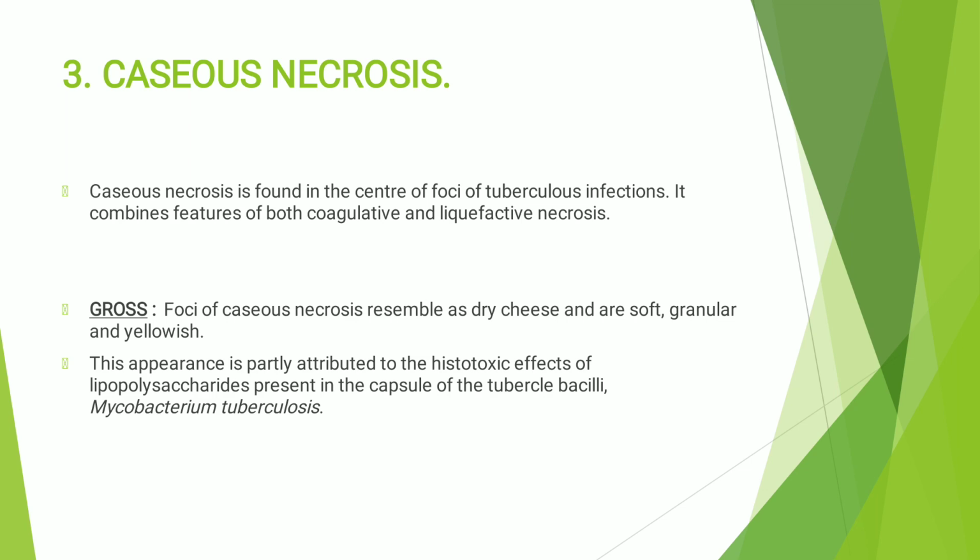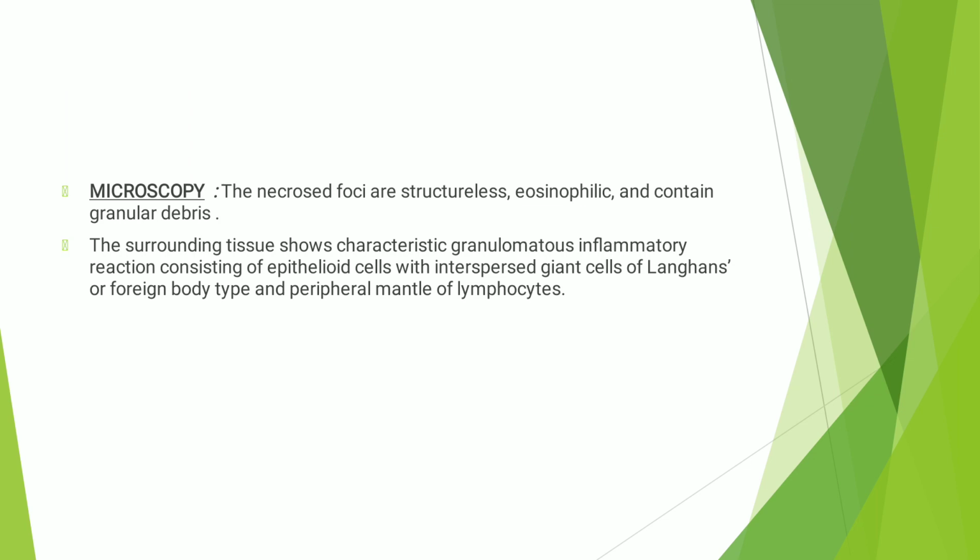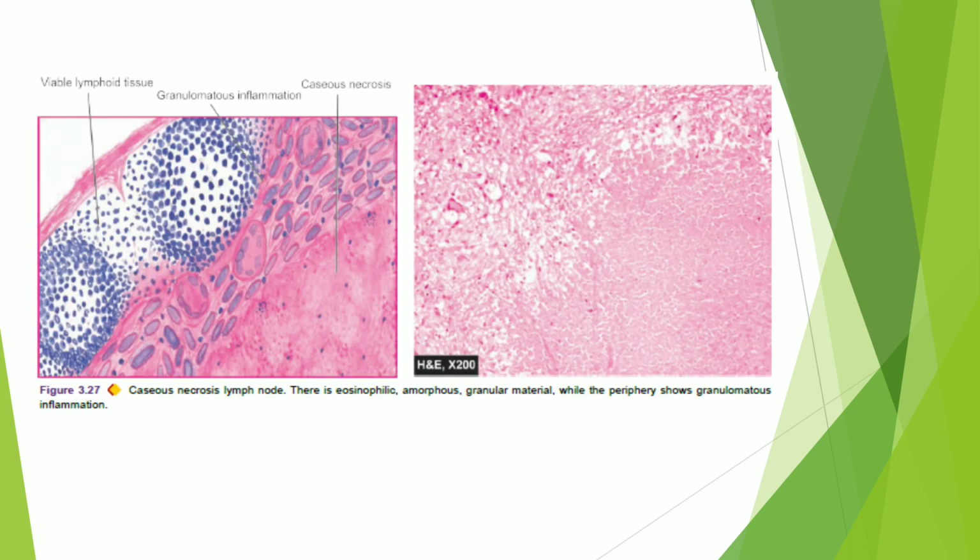This appearance is partly attributed to the histologic effects of the lipopolysaccharides present in the capsule of the tubercle bacilli, that is Mycobacterium tuberculosis. On microscopic examination, the necrosed foci are structureless, eosinophilic, and contain granular debris. The surrounding tissue shows characteristic granulomatous inflammatory reaction consisting of epithelioid cells with interspersed giant cells of Langhans type or foreign body type and a peripheral mantle of lymphocytes.